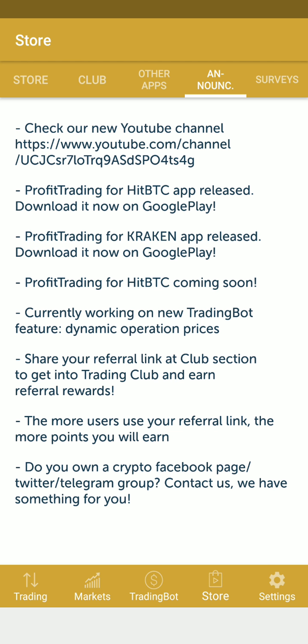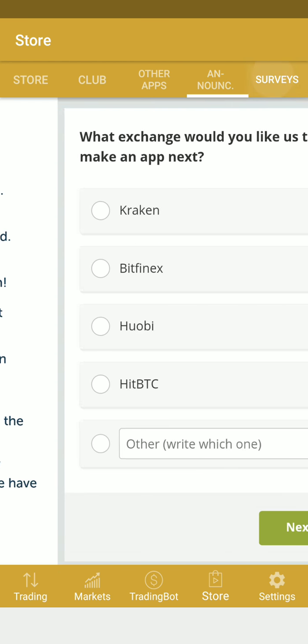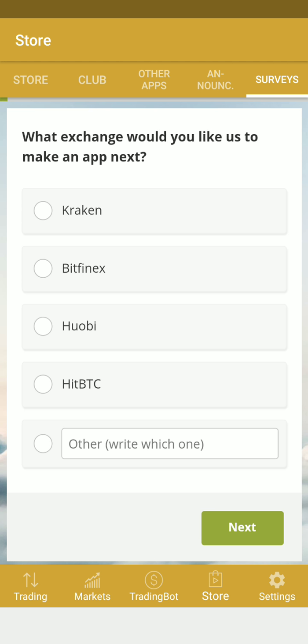They will post their announcements, so they're really good about keeping you informed about what's new, what they're planning on doing. You can follow them on their Facebook, Telegram. You can share your referral link in the club section. And then also, they now do surveys. They ask their users what exchange they would like them to focus on getting an app for next.